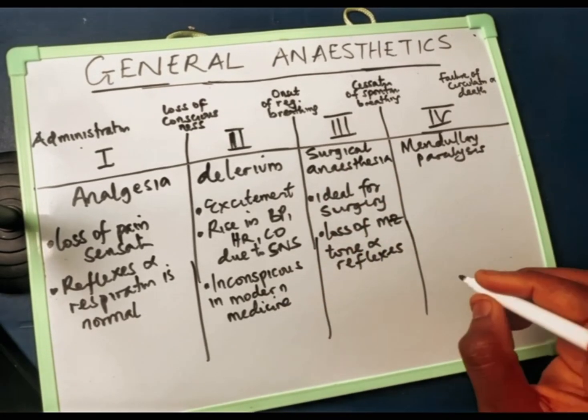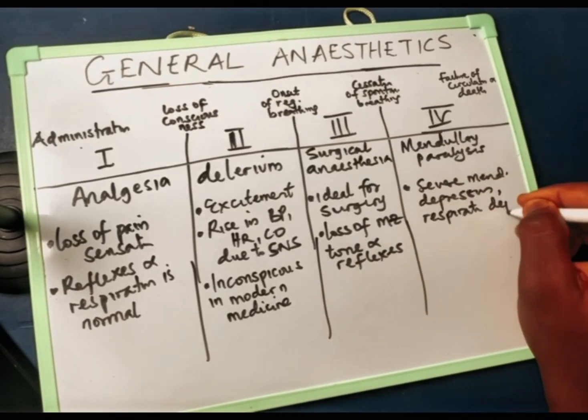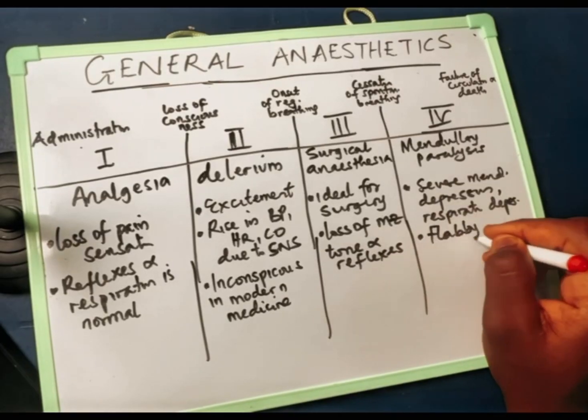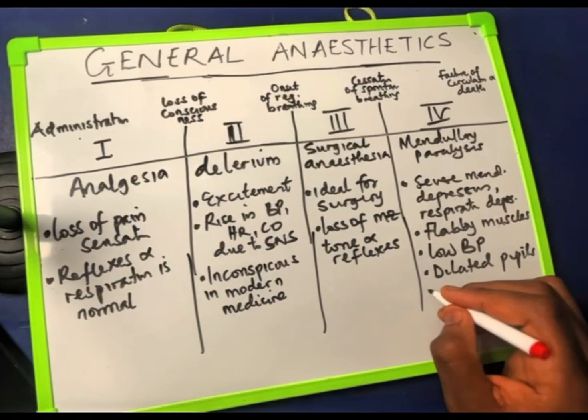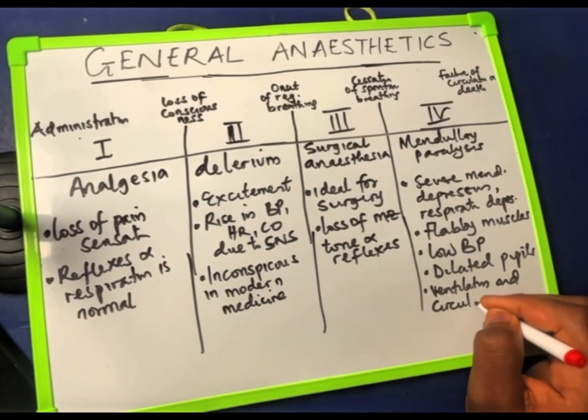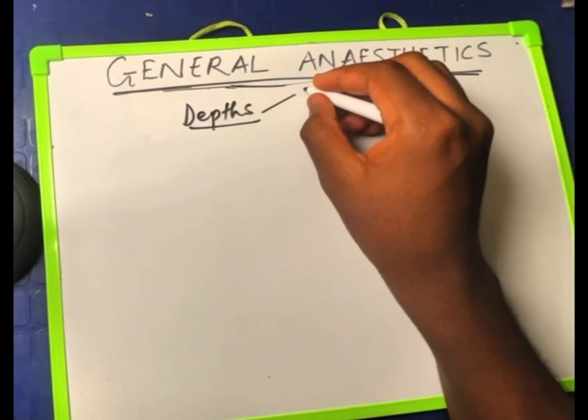There's loss of muscle tone and reflexes. And then stage 4, there is severe medullary depression, respiratory depression also. And then muscles become flabby. Pupils are also going to dilate, and then there's low blood pressure. And ventilation and circulation should be very closely monitored, because death could be very imminent if not careful.